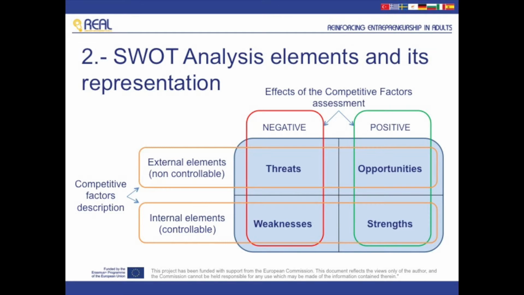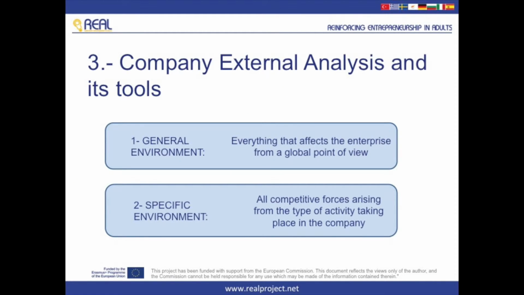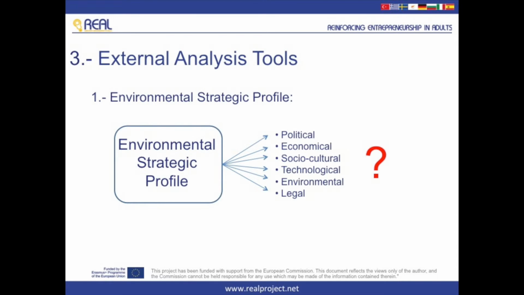Any company is continuously influenced by its external environment. This influence can come from the general or from the specific environment of the company. By general setting, we mean everything that affects the enterprise from a global point of view. By specific setting, we mean all competitive forces arising from the type of activity taking place in the company, also called industrial sector analysis. We've selected 3 tools among the different possibilities. 1. Environmental strategic profile. 2. Porter's diamond. 3. Industrial district analysis.